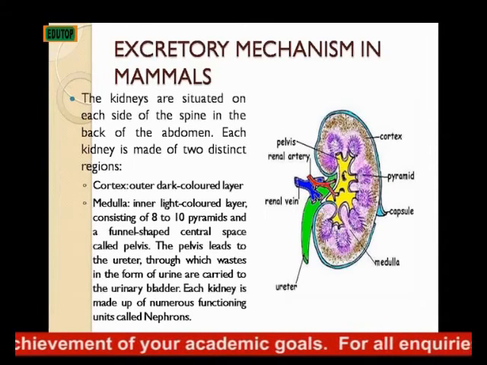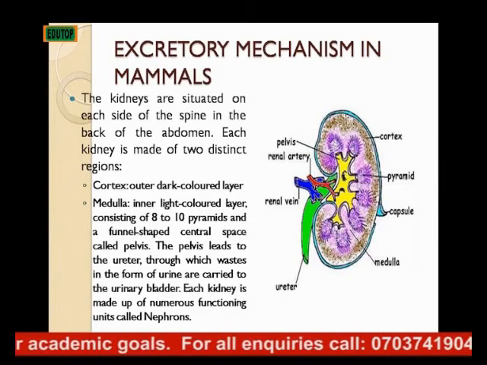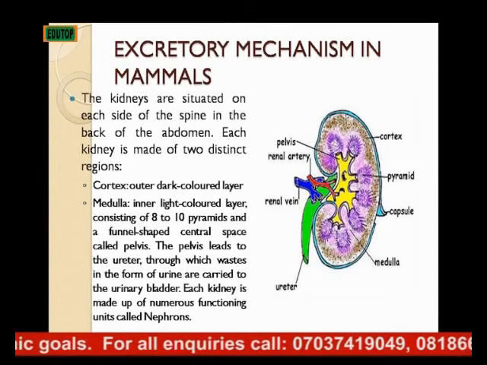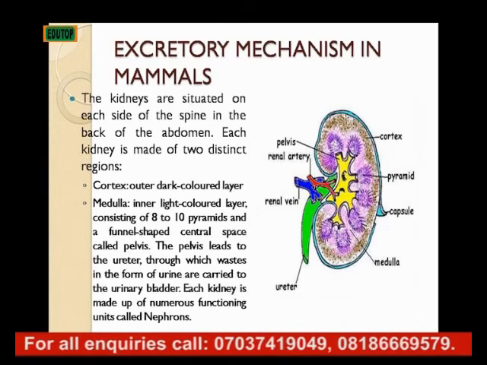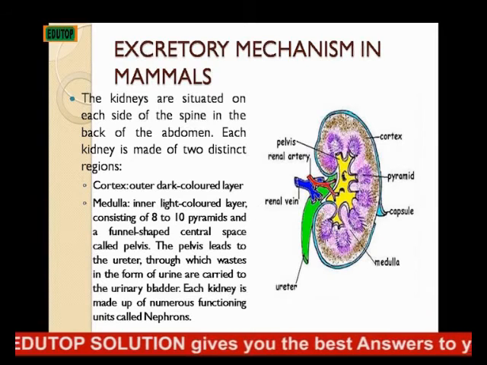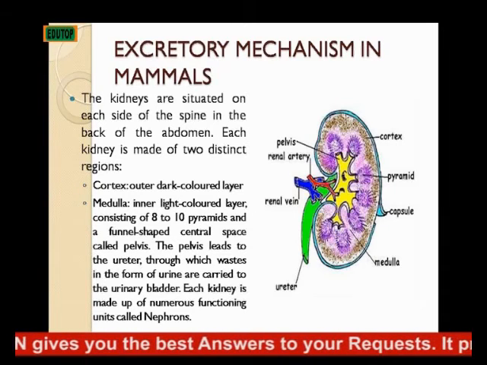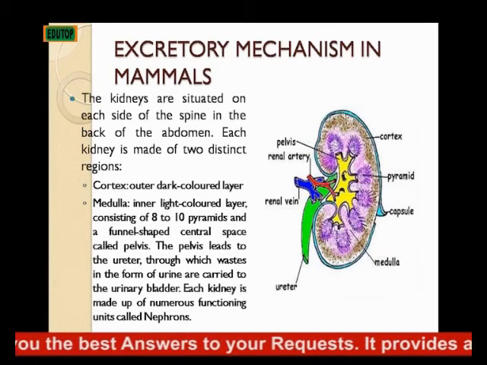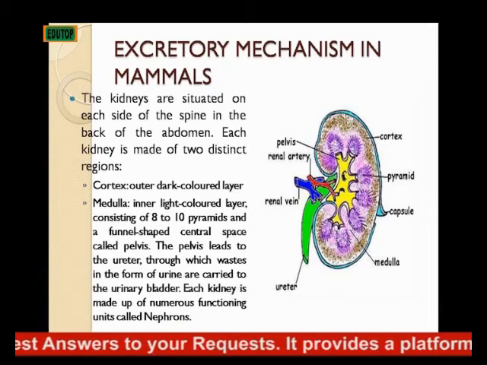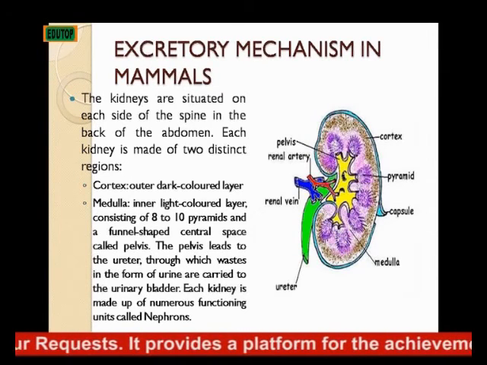The pelvis is the yellow structure. Look at it. It's at the top, labeled from the top. That's the pelvis. Also, the pelvis leads to the ureter. The ureter is the tube that carries waste in the form of urine to the urinary bladder. So this is the lemon-colored or green-colored structure, the ureter. It carries urine to the bladder from the kidney.